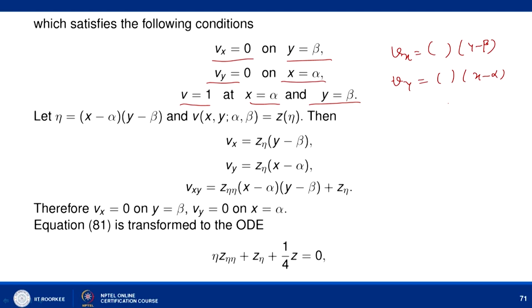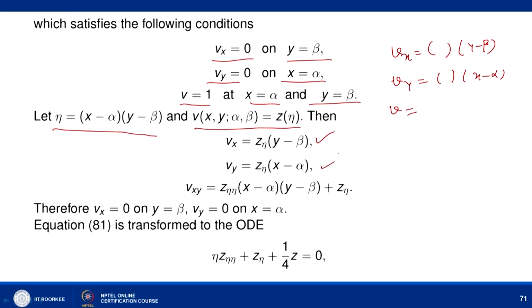Let us see that if v is some function of x minus alpha and y minus beta, then we can achieve this. So, let eta be (x minus alpha) into (y minus beta), and let us assume that v is z of eta. When we do this, vx is z' eta into (y minus beta), so it will be 0 at y equal to beta. vy is z' eta into (x minus alpha), so it will be 0 at x equal to alpha.